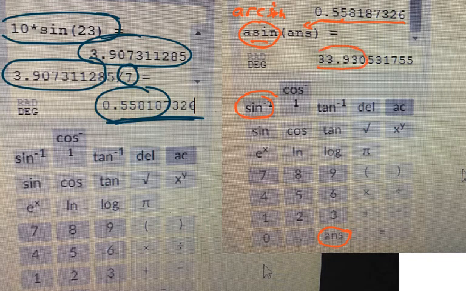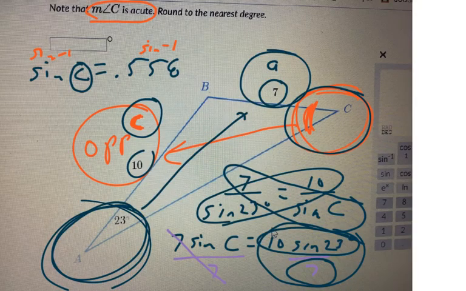Here's my answer, guys. And they say round it off to the nearest degree. So I'm going to round that off to 34 degrees. So I'm going to type in right here 34, just 34 because the degrees is already there. Guys, that's the law of sines.